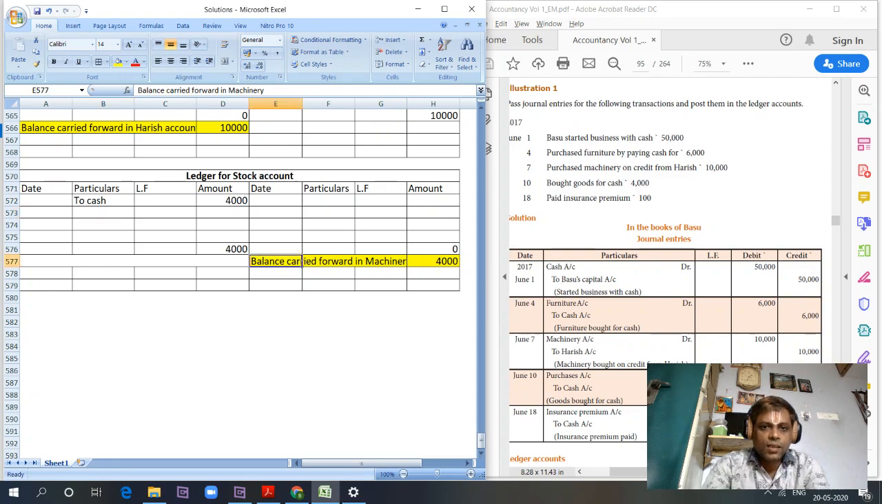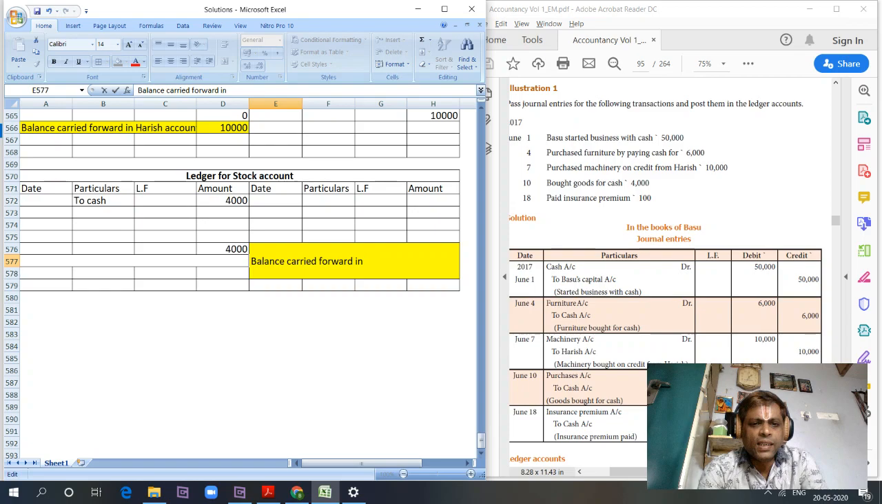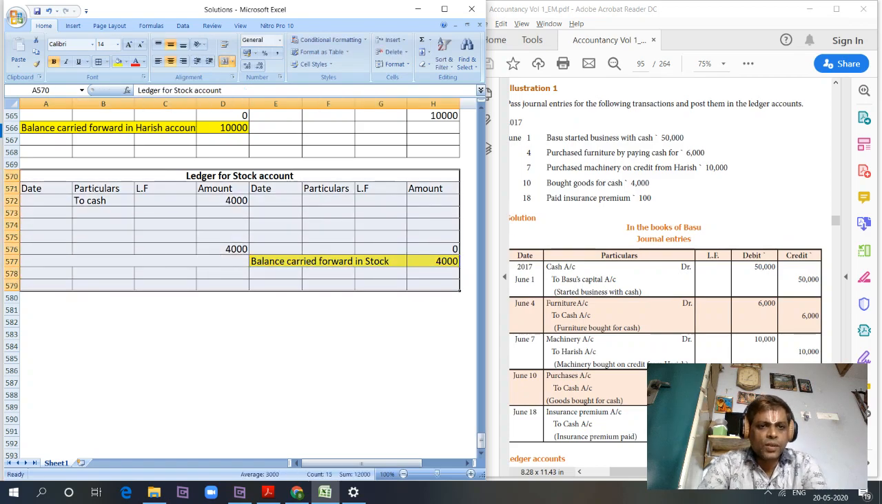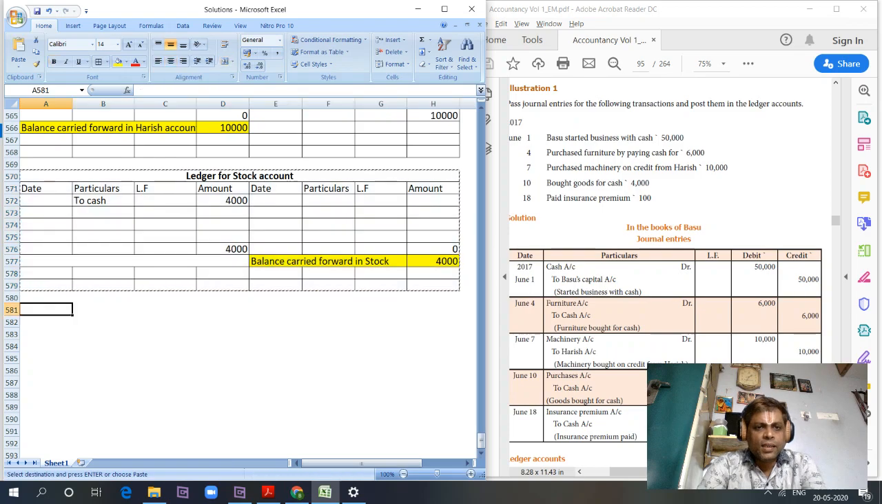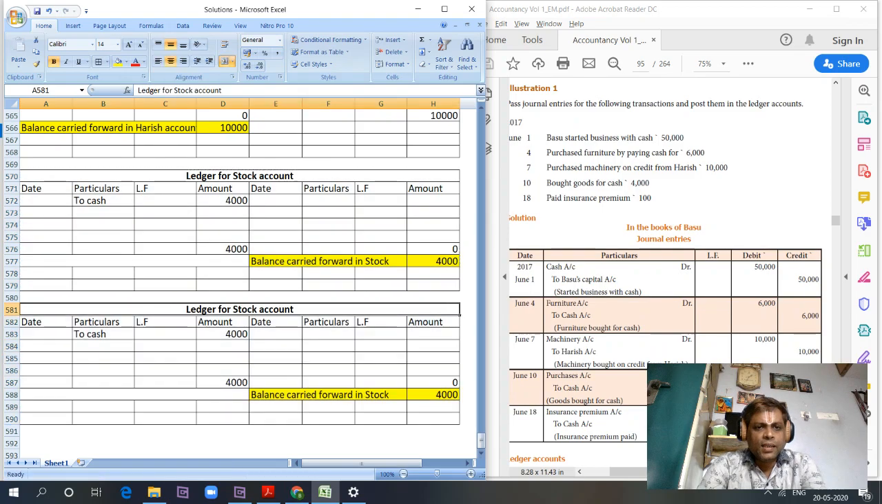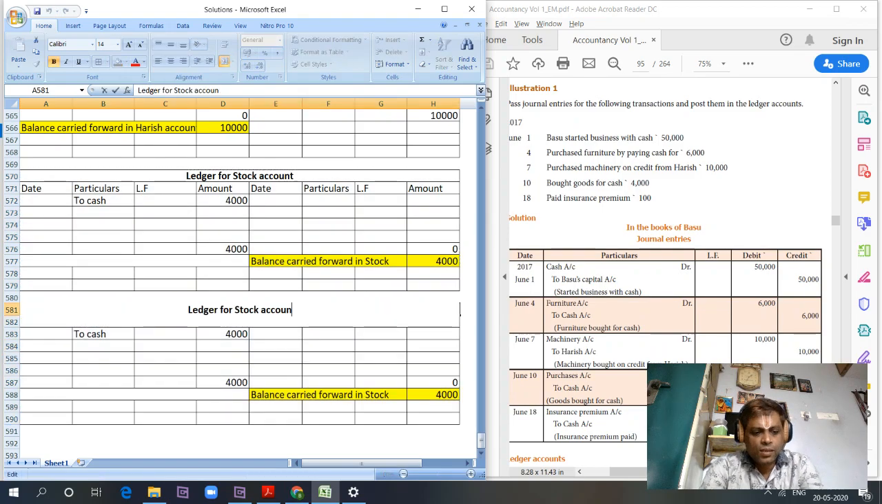When I say balance carried forward, that is the net balance in the ledger, which you have to carry forward to the next month or next period. So for the month there is no transaction other than this in stock, 4,000 rupees. Next ledger we have is insurance premium account, just copying the same format.